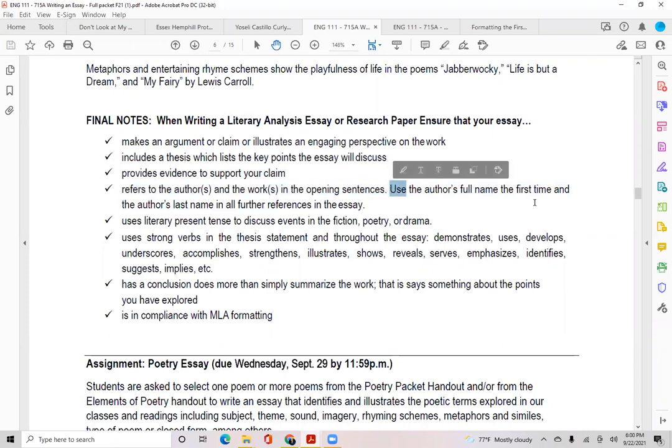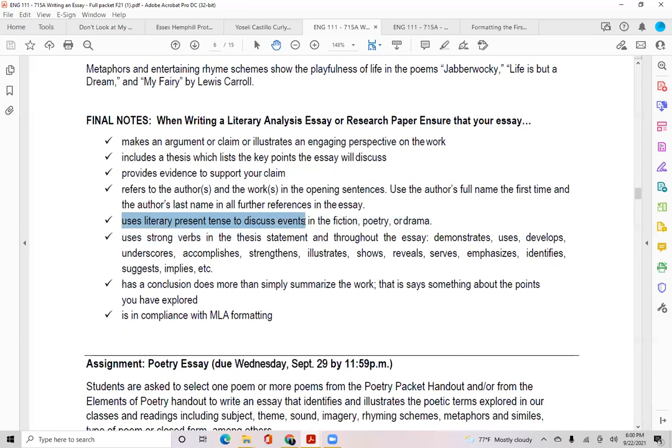And you should use the author's full name first, and then the author's last name in all further references in the essay. So when you mention an author, if you notice in my piece, I didn't write Pablo, I wrote Neruda, right? Because you have to refer to them either by their full name or just their last name.